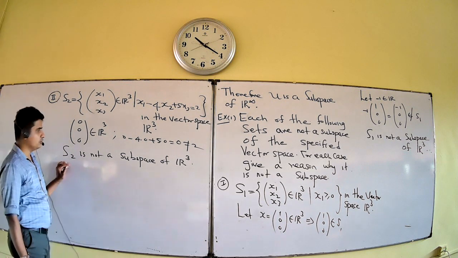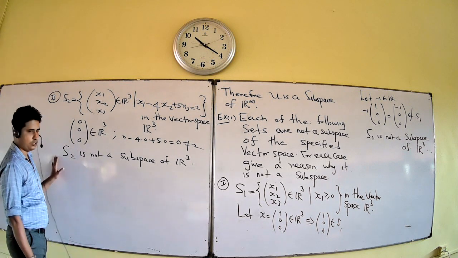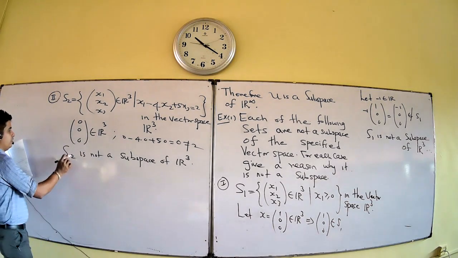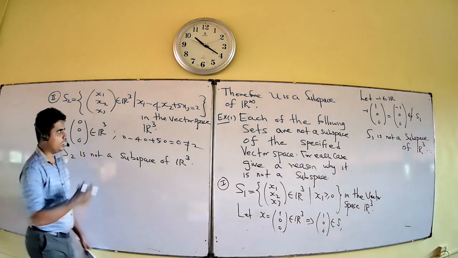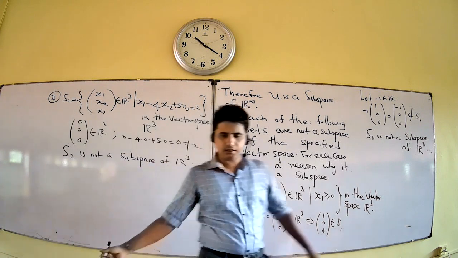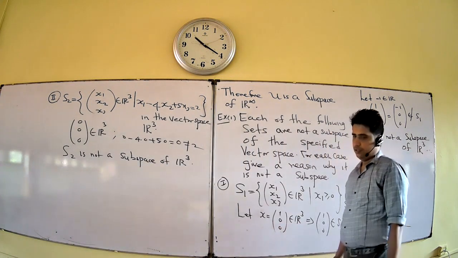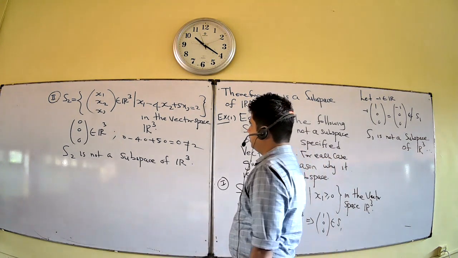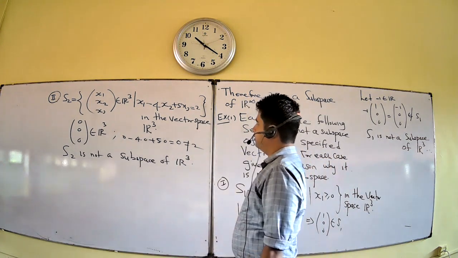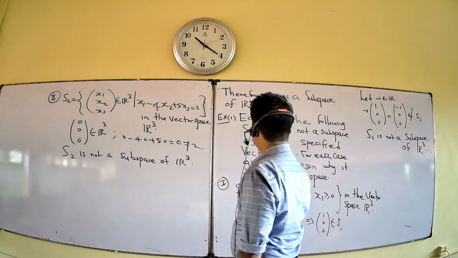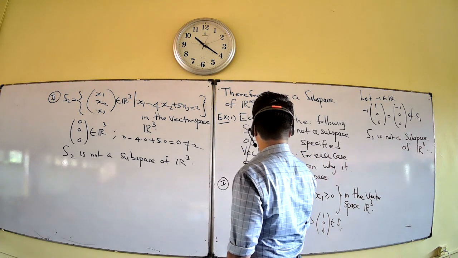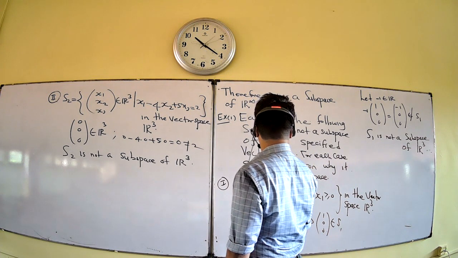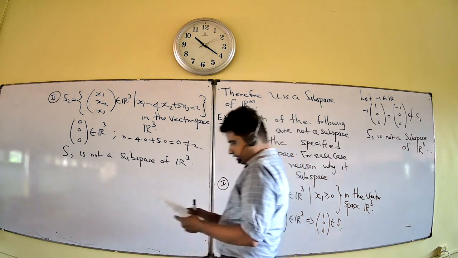At least one condition is not satisfied, then you can easily say that it's not a subspace. Okay, right. You can check the other conditions; they may be satisfied, no problem. The remaining two conditions may be satisfied here. For the next question.